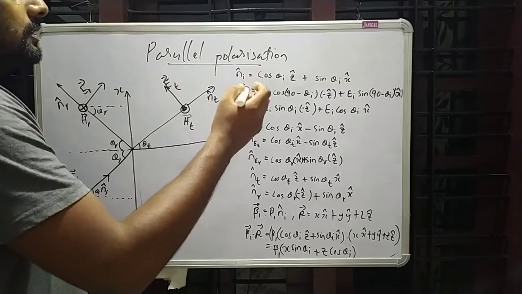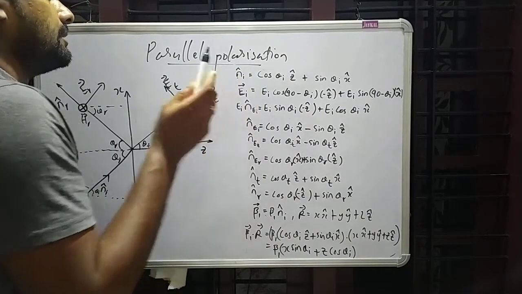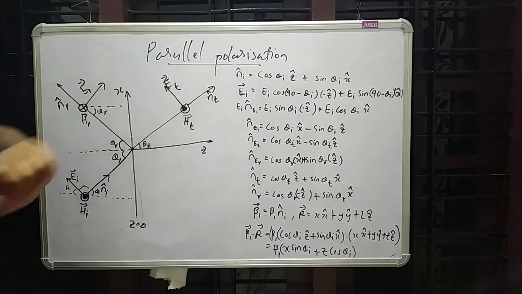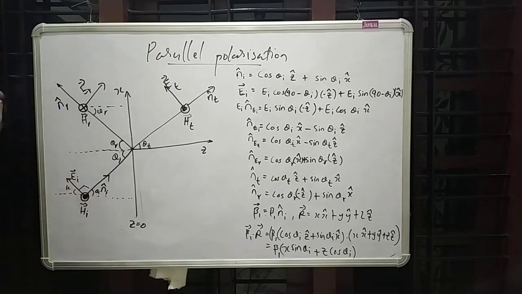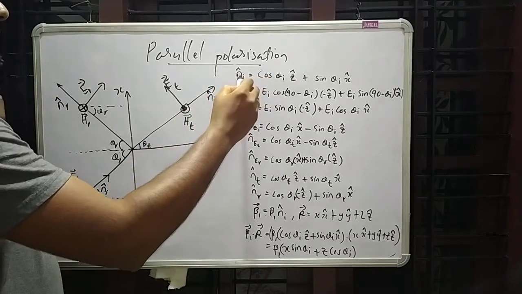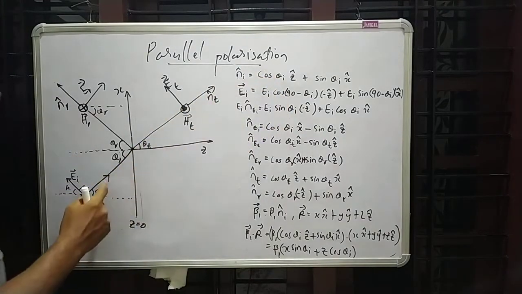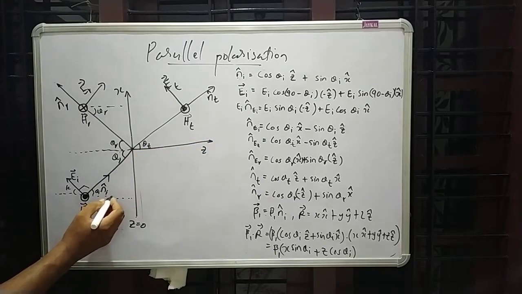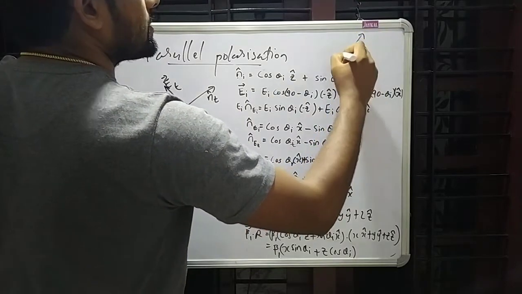So this is the direction of propagation of the incident wave. That is, this angle is theta i, so this angle is also theta i. So we can write this unit vector as cos theta i is the z component. This is the z direction, so cos theta i is the z component.